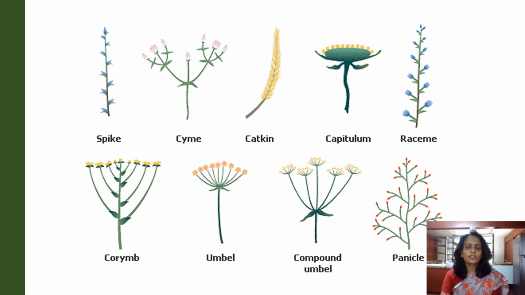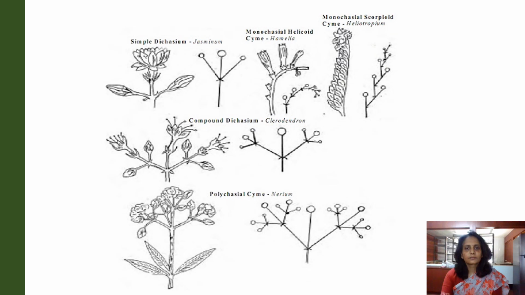In this slide, you can observe the various arrangements of the flowers in case of racemose type of inflorescence. This slide shows the different arrangements in case of cymose type of inflorescence.